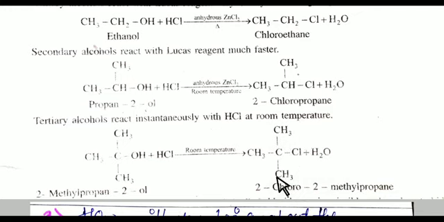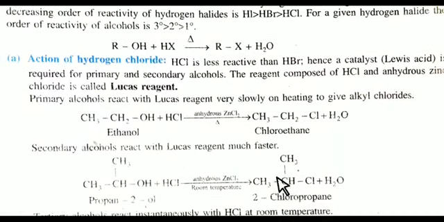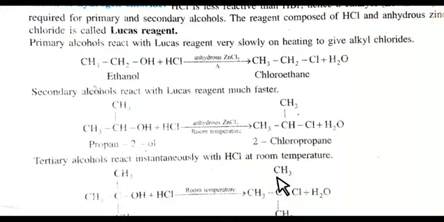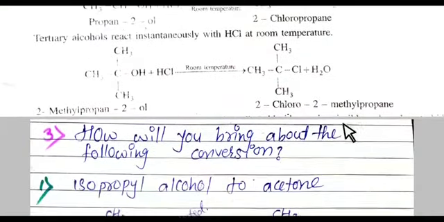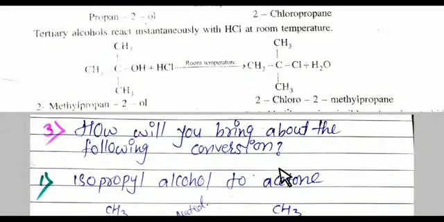So these are the questions in which we have to distinguish primary, secondary, tertiary alcohol by the Lucas reagent, and we have to write the secondary isopropyl alcohol, meaning propan-2-ol, reaction with the Lucas reagent. Now the next question is, how will you bring about the following conversion?